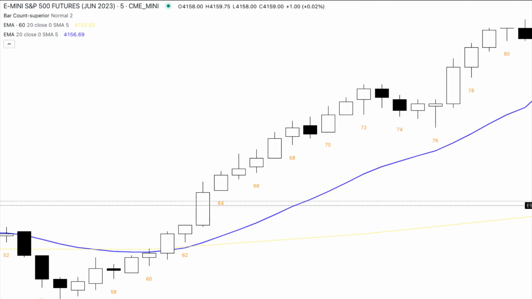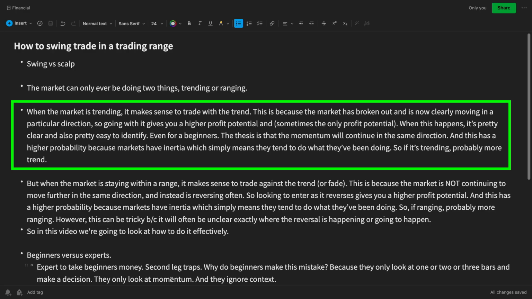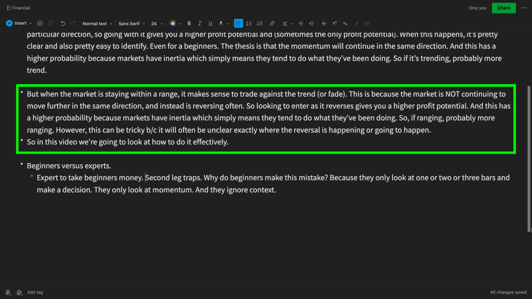I mean, does this look like it's going up or down? If you said up, yeah, pretty obvious, right? How about this one, up or down? If you said down, yeah. And the thesis is that the momentum will continue in that same direction. And this has a higher probability because markets have inertia, which just means that they tend to do what they've been doing. So if it's trending, probably more trend. So when the market's trending, you want to trade with the trend.